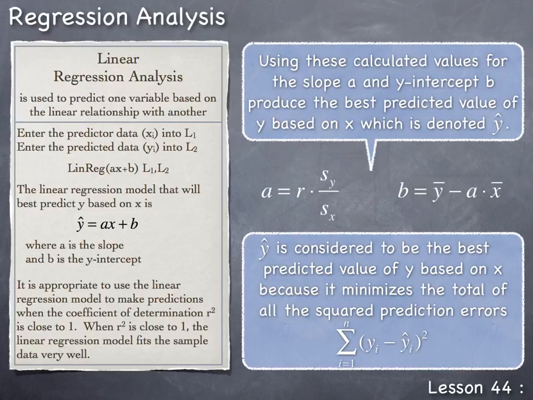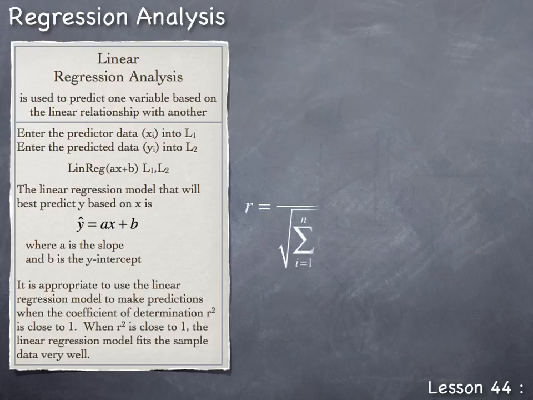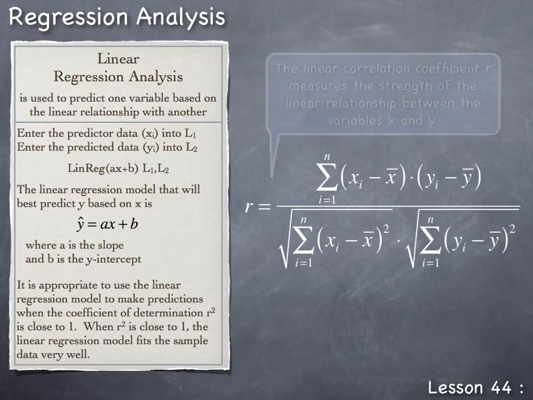Now, b, the y-intercept, is calculated by taking y bar, the mean of the y values, minus a, the slope of the regression line, times x bar, the mean of the x values. a, the slope of the regression line, is calculated by taking s sub y, the standard deviation of the y data values, dividing by s sub x, the standard deviation of the x data values, and multiplying that by r, the correlation coefficient. This is the formula for calculating r.